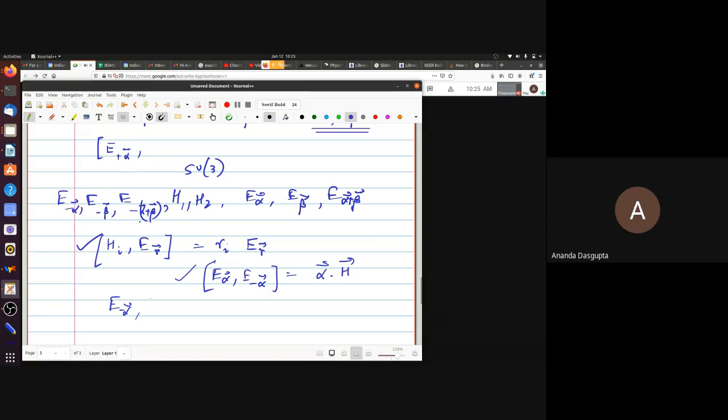What we need to do is find out this E minus alpha, E beta, and E minus beta, E alpha, and we also know how much these are, right? How much are these?